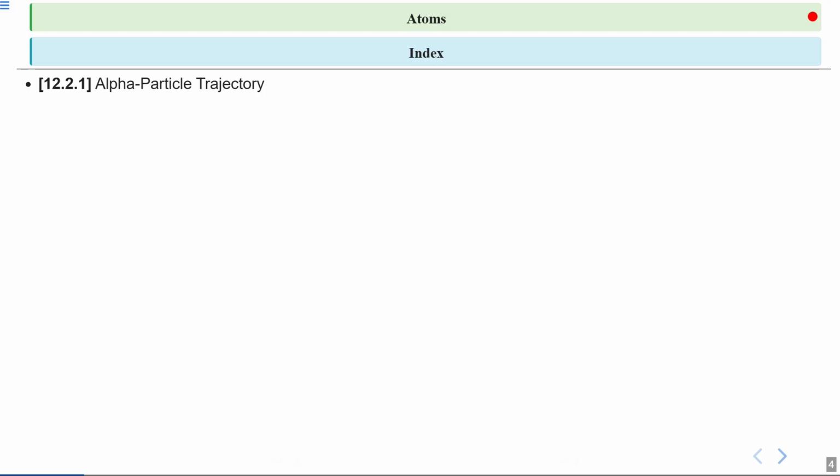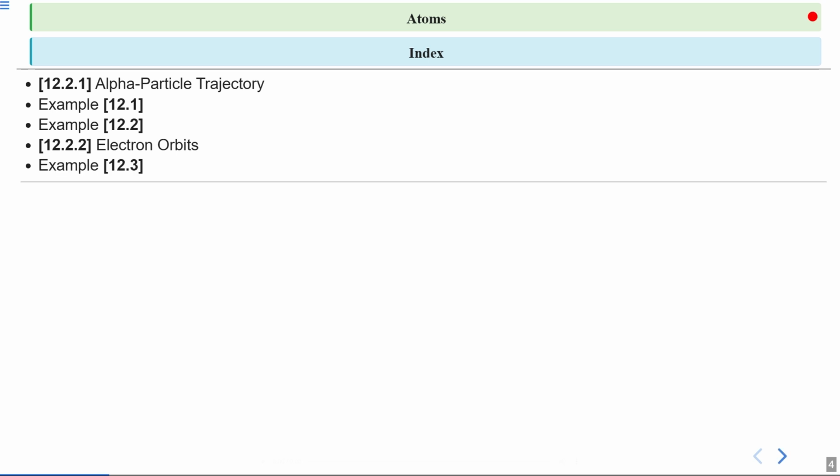So, the index of the topics that we are going to cover today according to NCERT. In today's lecture, we will cover NCERT section 12.2.1, which is alpha particle trajectory. After this, we will cover example 12.1. Next, we will cover example 12.2. Then we will cover NCERT section 12.2.2, electron orbits. And at last, we will cover example 12.3.